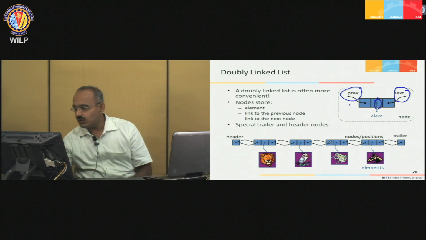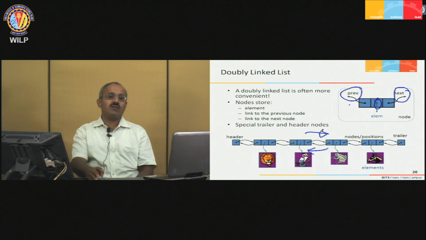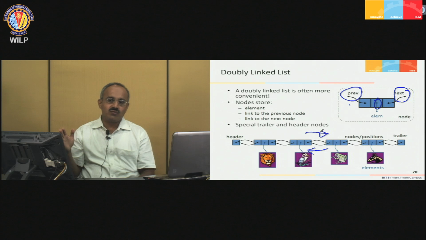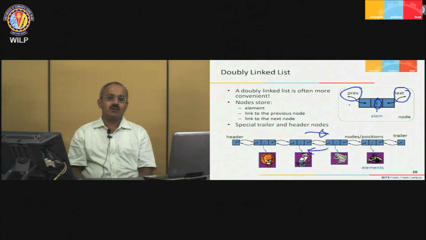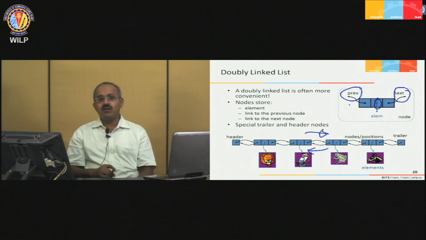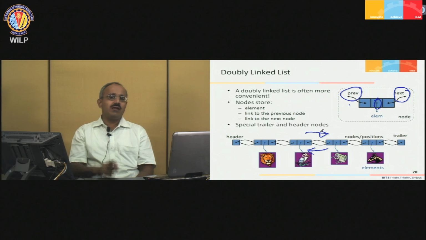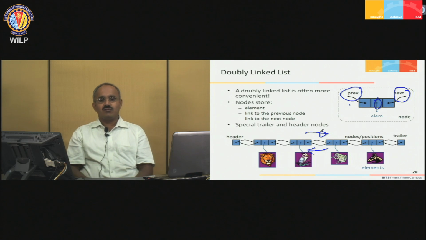That allows you to go back into the list and also allows you to go forward. So it gives you the flexibility of going ahead as well as going back, which was not there in a single linked list. So in practice, many times we tend to use a double linked list rather than a single linked list for this flexibility.